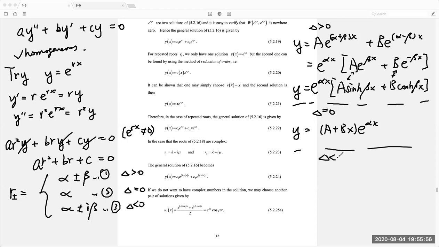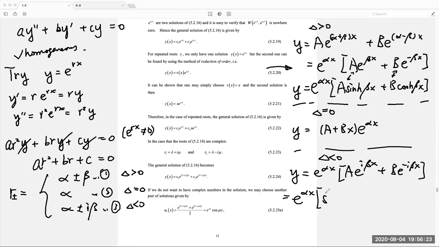The third case is when this is smaller than 0. Actually, it can just be alpha plus or minus i beta from this form, okay? Then you can get the solution. They are the same, actually. And most likely, we will write down the solution in terms of sine and cosine. Just like this one.